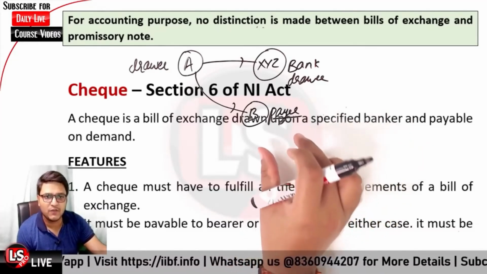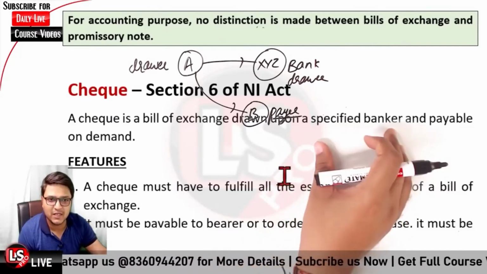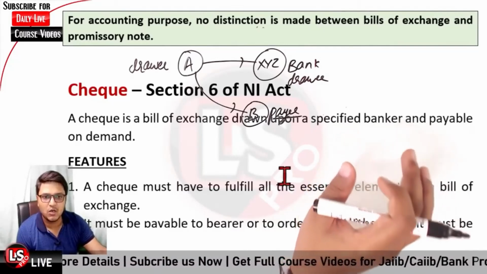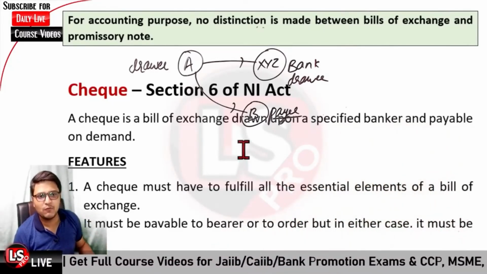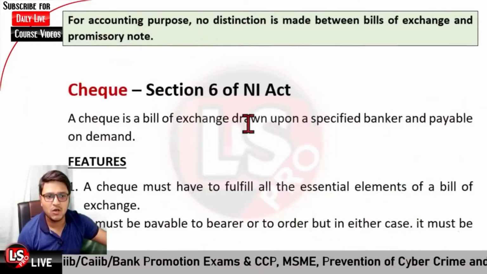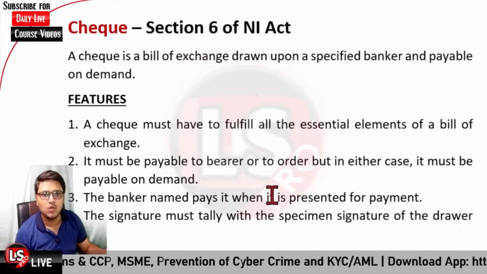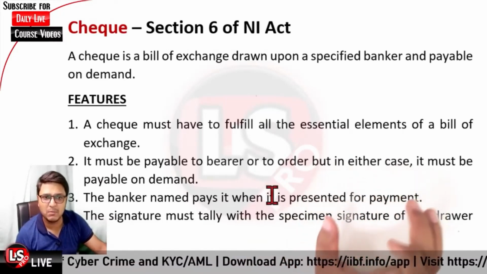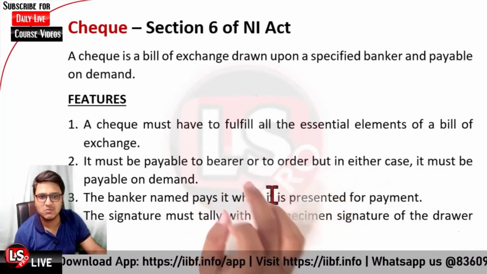A check is a bill of exchange drawn on a specified banker. It is always drawn on a specified banker, and it is payable on demand or on order. Okay, and further, what are the features? A check must fulfill all the essential elements of the bill of exchange, and it must be payable to bearer or to order, but in either case it must be payable on demand.